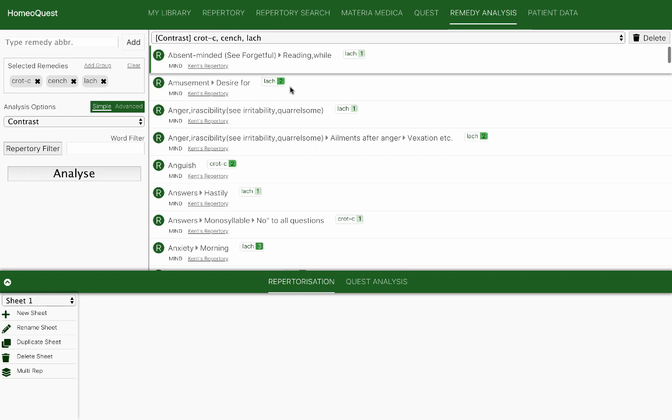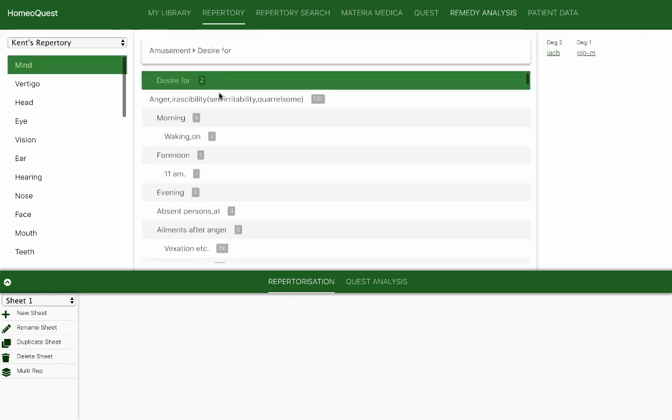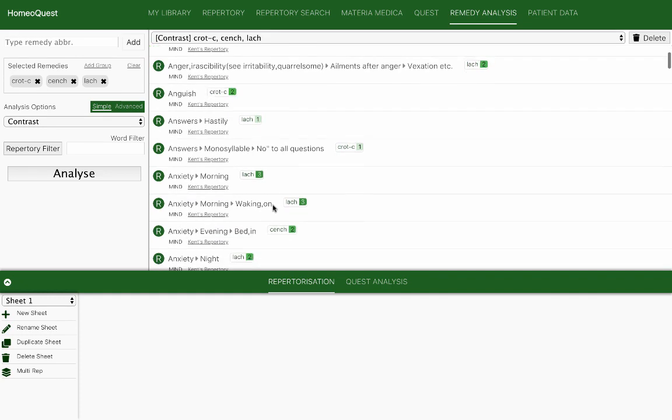So lachesis is very fun loving, very amusing, very entertaining, loquacious, talks about stories. No wonder. So if you see the state coming up, it's definitely lachesis, not crotalis and cenchrys. Okay, a fun loving personality. And if you want to read where it comes from in Kent's repertoire, you can just click on that, and only 2 remedies, lachesis and piper methysticum. Let's go back and see what else comes up.